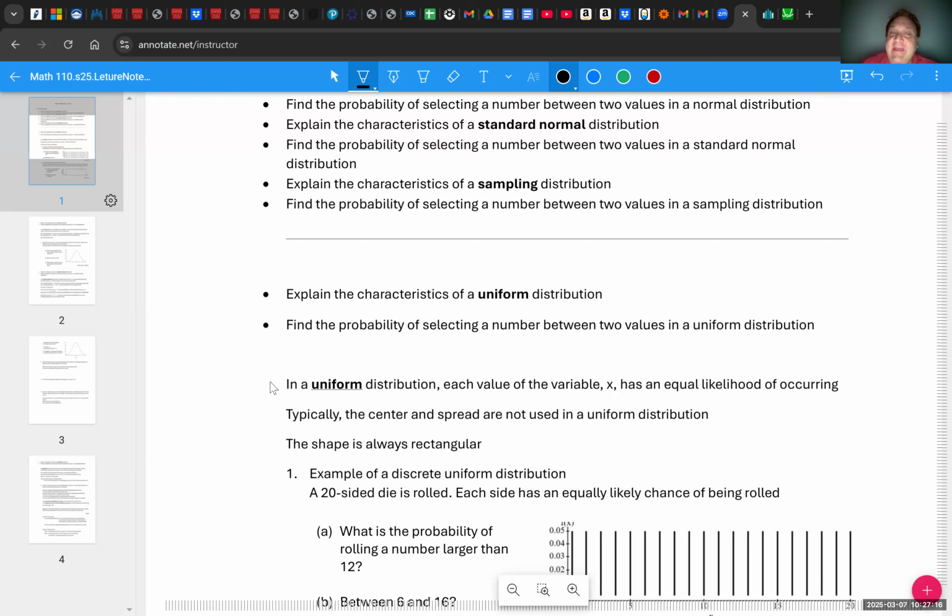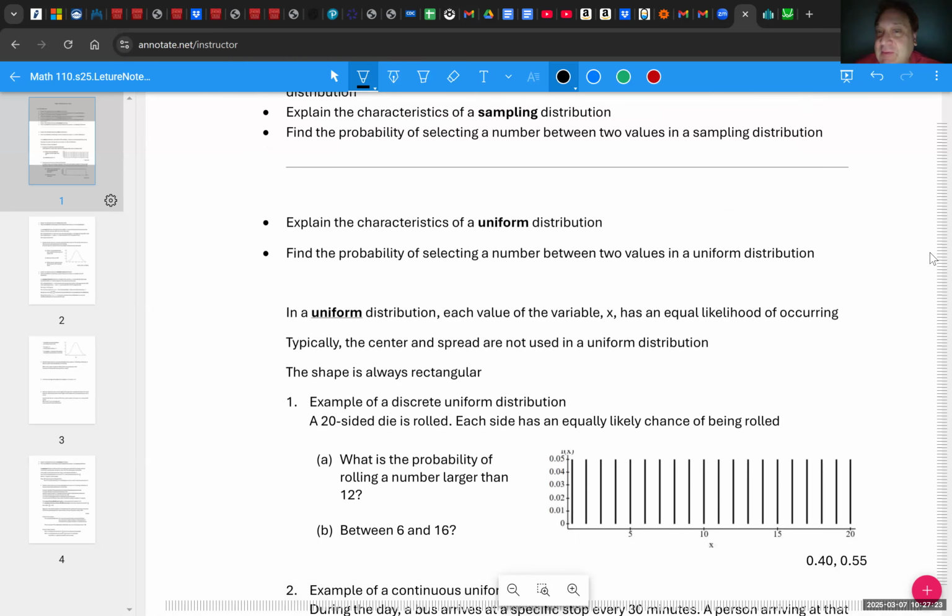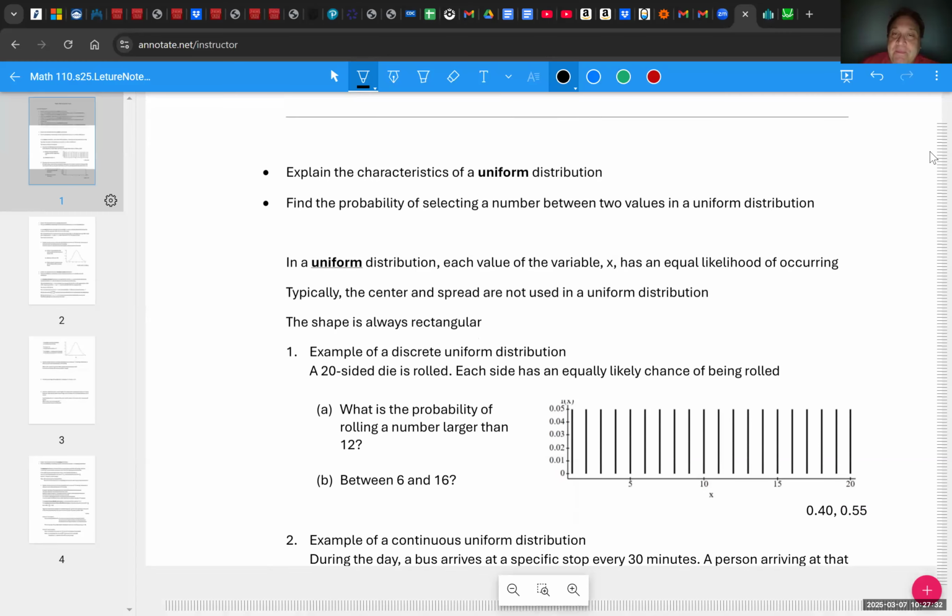2 values. That last sentence I couldn't make really clear, but I think with an example or two, it'll be much clearer what I mean by selecting a number between 2 values. Okay, so examples.